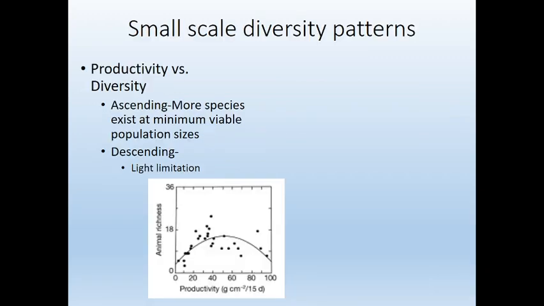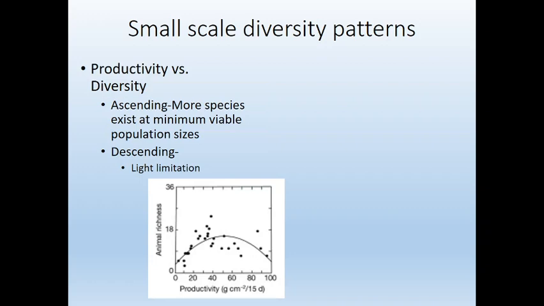So let's switch gears a little bit and think about small scale diversity patterns. So we're no longer talking about planet-wide scales. We're talking about things that are a lot smaller. So what we see is this relationship between productivity and diversity.